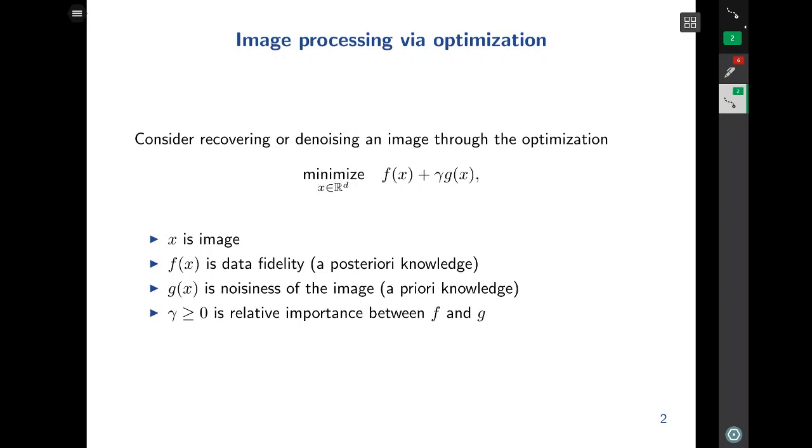We might think that the image should be less noisy. We might think that the image should be less complex. Those prior beliefs would be encoded in our function g. Finally, the scalar parameter gamma represents the relative importance between f and g.